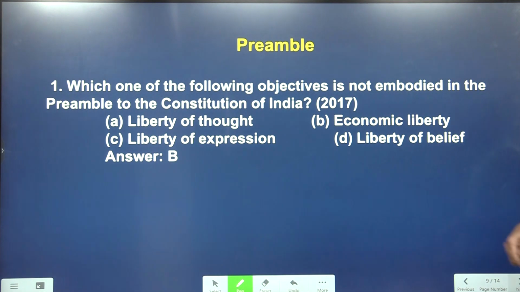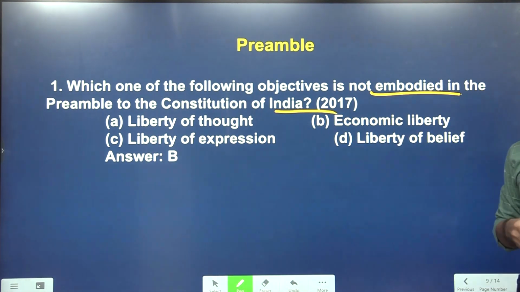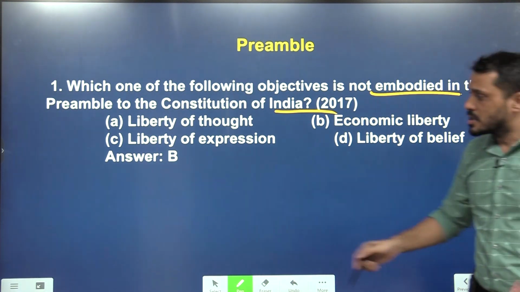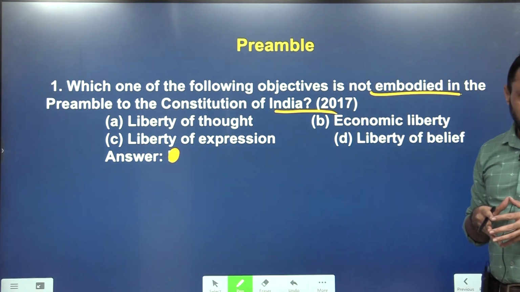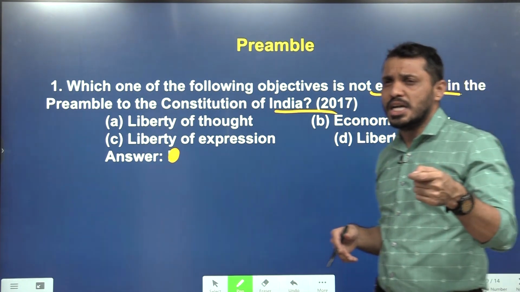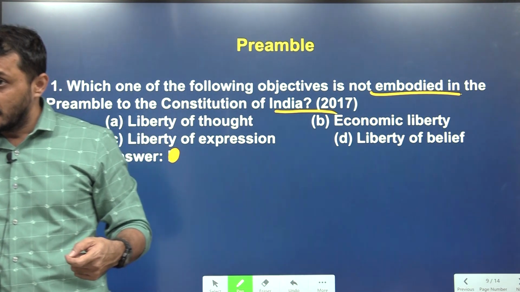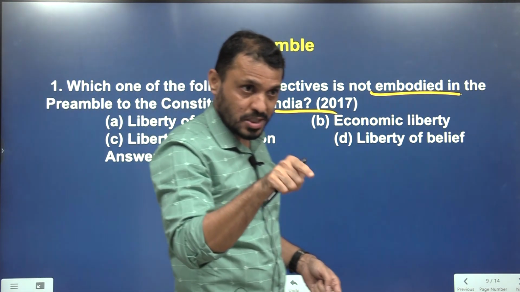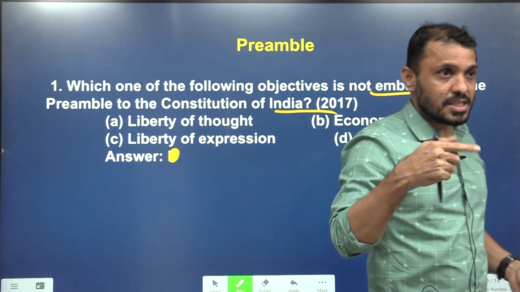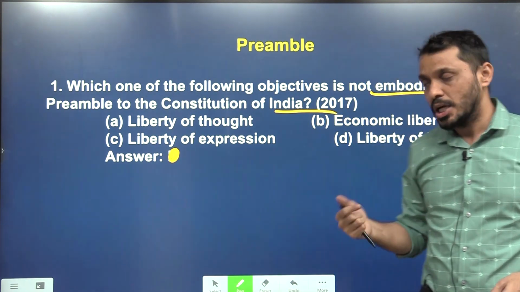So fine. Which of the following objectives is not embodied in the preamble of the Indian Constitution? This was UPSC 2017. Forget about the answer for some time; try to understand the question. Always, when you are giving the test series also, sometimes in a fluke you may be right. It doesn't mean that you have a good idea about the subject. So after giving the test, try to spend enough time on the test paper analysis also. That is very essential.